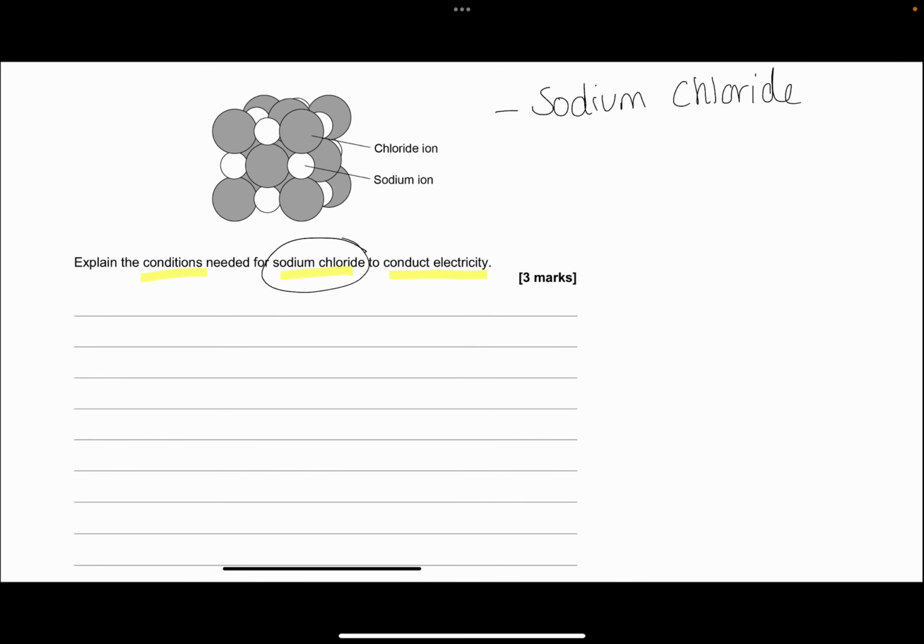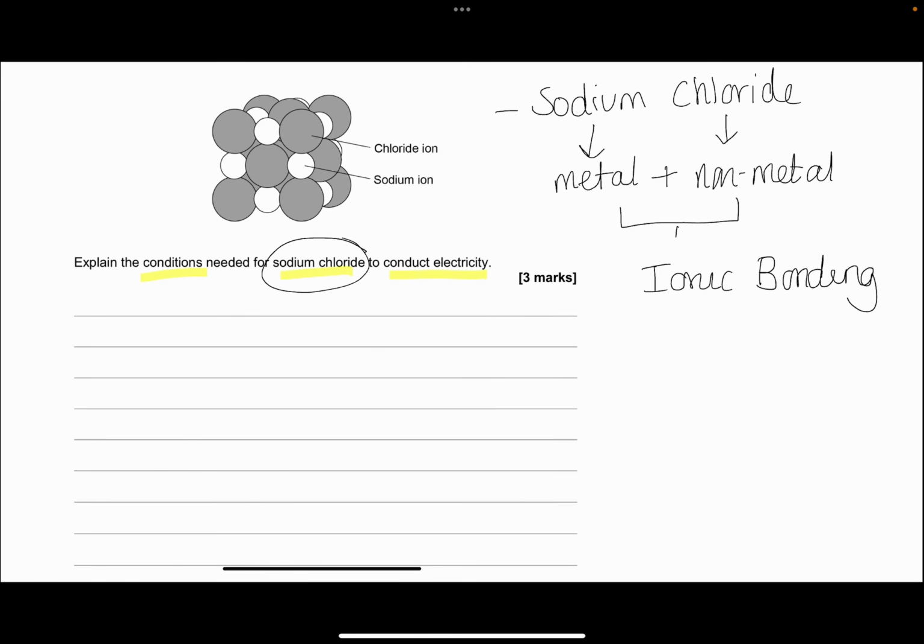So this time, sodium is a metal. Chlorine is a non-metal, so we will not have covalent bonding anymore. What we actually will have is ionic bonding. Now, ionic bonding is the transfer of electrons. Electrons move from the metal to the non-metal, and they form a structure called a giant ionic lattice.